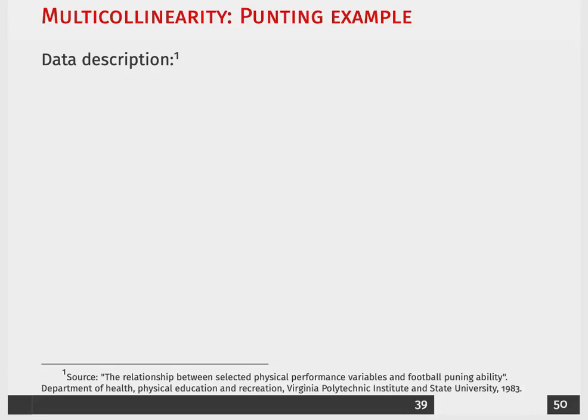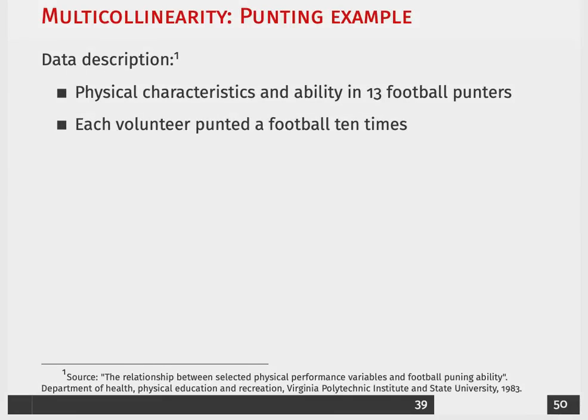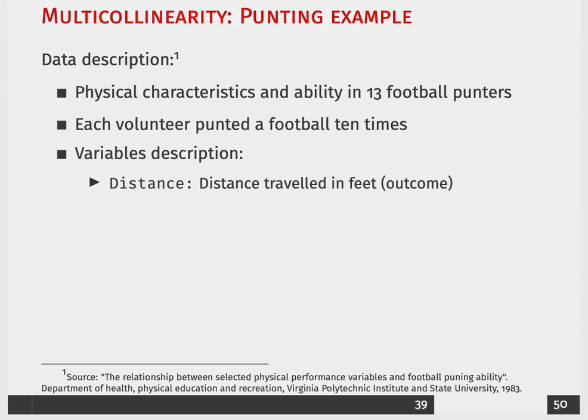Let's walk through a specific example. And I know this is going to sound a little silly, but the example that we're going to be working with is the punting ability of NFL punters, and the predictors that we have on the length of their punts are the physical characteristics. Now, each volunteer punted a ball 10 times, so we have 10 observations for 13 players, so we have 130 observations. And again, the outcome that we're interested in is the distance that the football traveled for each of the kicks.